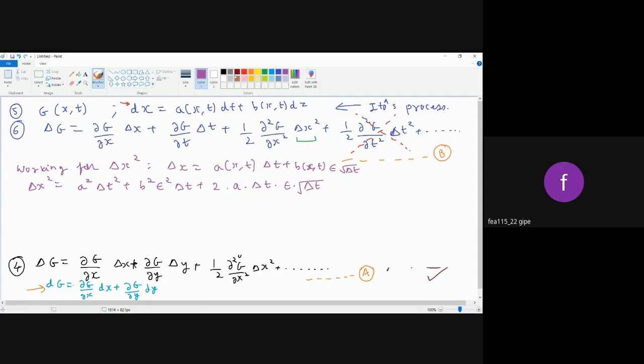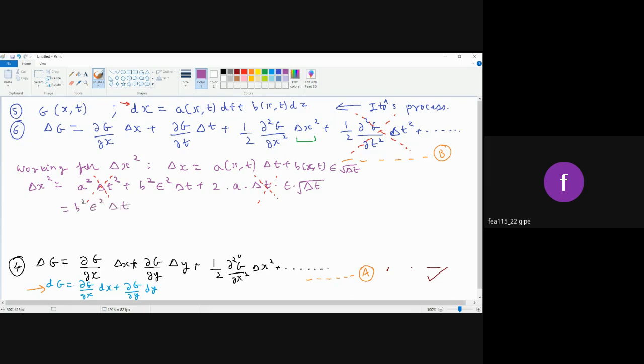Now again, I'm going to use the time step logic here as well. Any terms which are higher order in time, we ignore them. So the first term is going to vanish because I have delta t square. The third term will also vanish because I have delta t raised to 1 and delta t raised to 1 half. So I have delta t raised to 3 by 2, which is delta t raised to 1.5, which I don't want. Anything which is higher than delta t raised to 1, I'm going to ignore. So this takes me to b square epsilon square delta t.